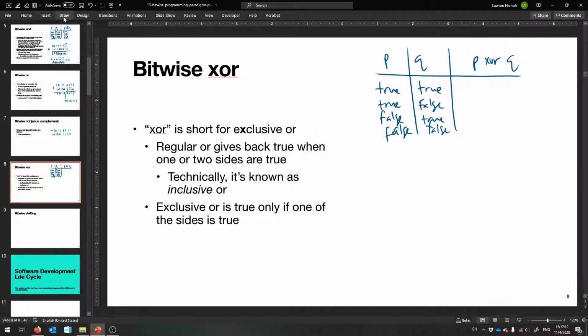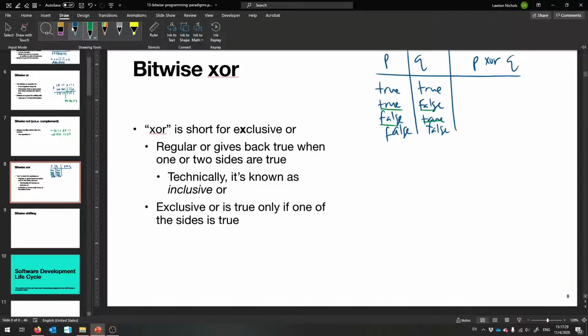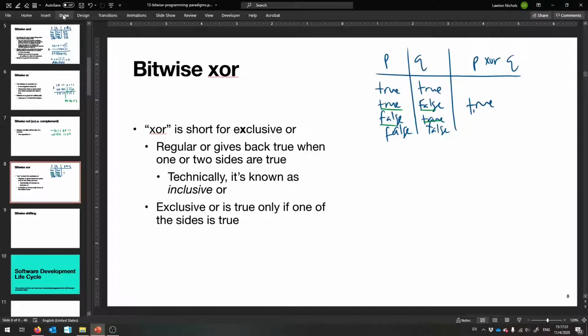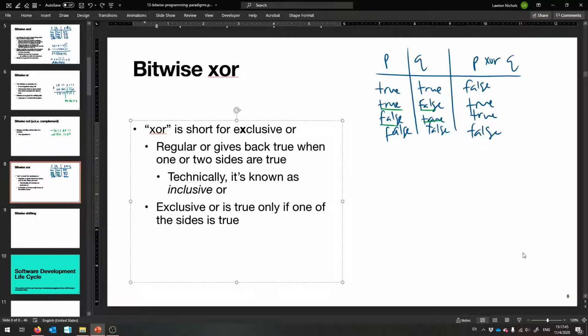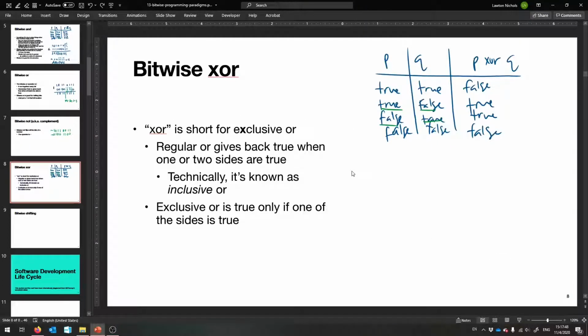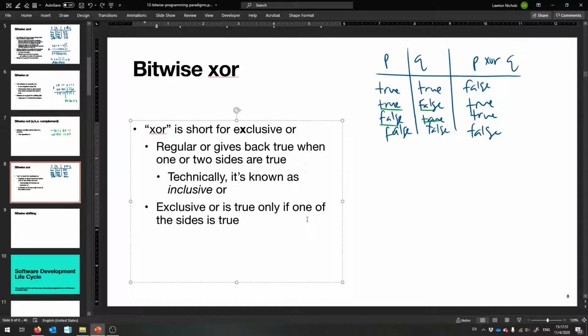So P XOR Q, if we did the mathematical operation on the actual Boolean variables, it would look like this. So it's true if only one is true, but not both. So this one's true, but that one's false. That one's false, but that one's true. So those are the 2 cases where it's true. The other 2, this one's false as usual, but this one is also false up here because they can't both be true in an exclusive OR. Only one can make it true. That's the idea. So the bitwise XOR does this on individual bits.